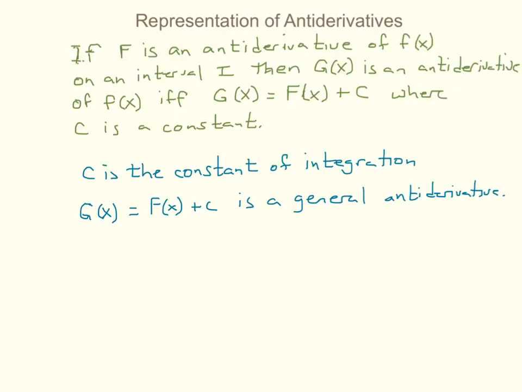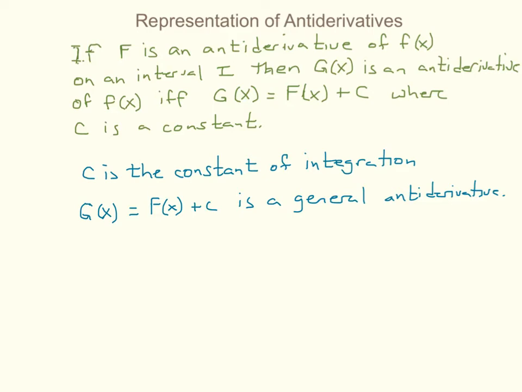The question then is, how do we represent an antiderivative? Well, if capital F is an antiderivative of little f of x on our interval I, then capital G of x is also going to be an antiderivative of f of x if and only if capital G of x equals capital F of x plus some c, where c is a constant. This c is called the constant of integration. And we would say that capital G of x, equal to capital F of x plus c, is a general antiderivative of little f of x.